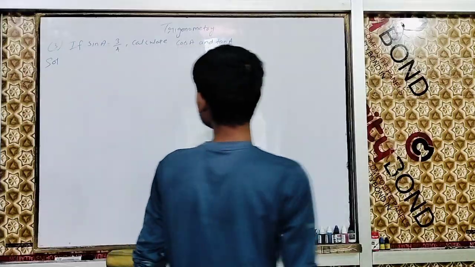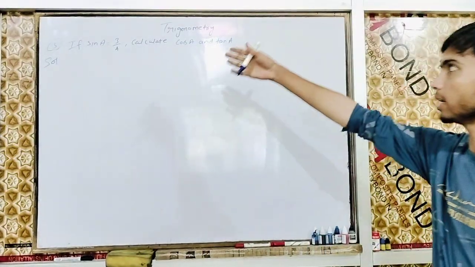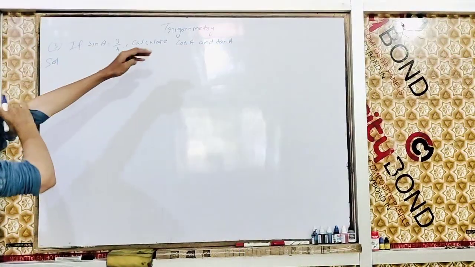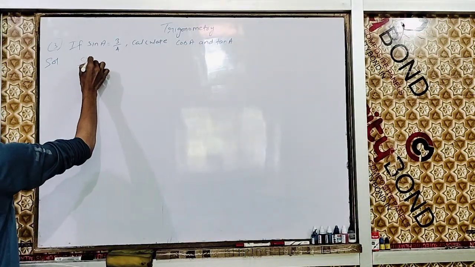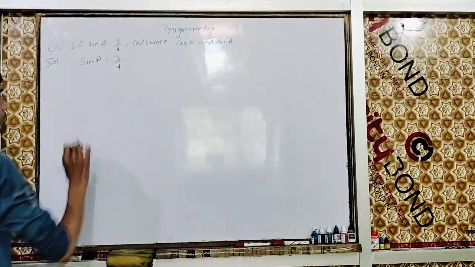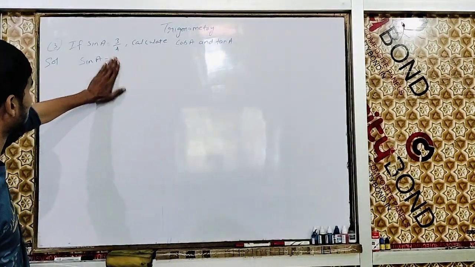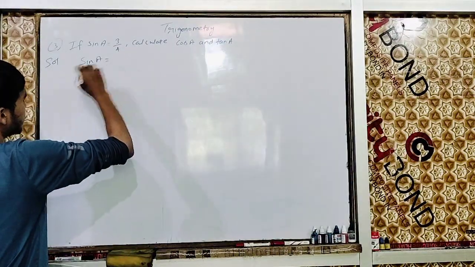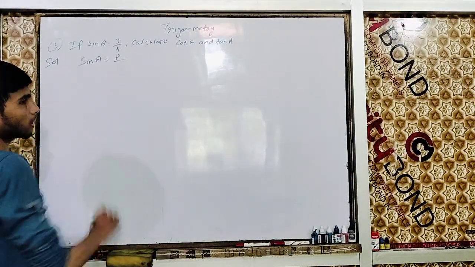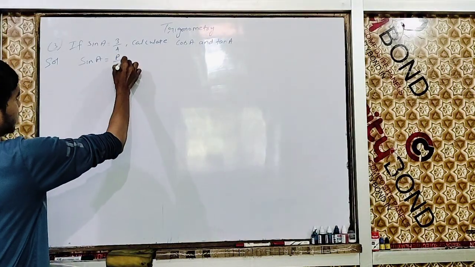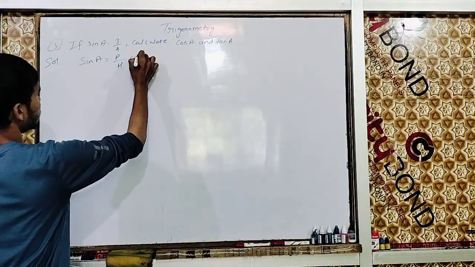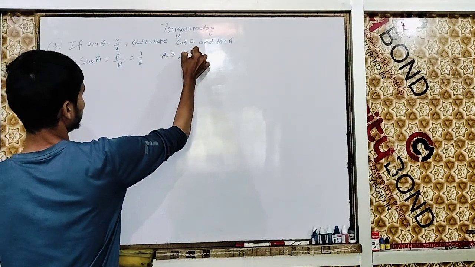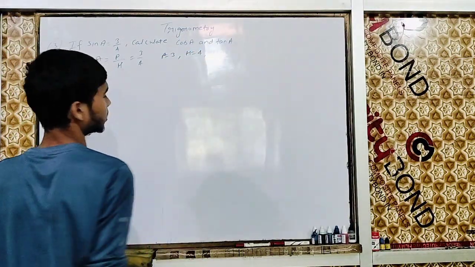Now here, the ratio of sine A is given, which is 3 upon 4. Whatever is given, you can write. You know that the ratio of sine is perpendicular upon hypotenuse. So this is given. What is the meaning of this? P is 3 and H is 4, but B is not given.